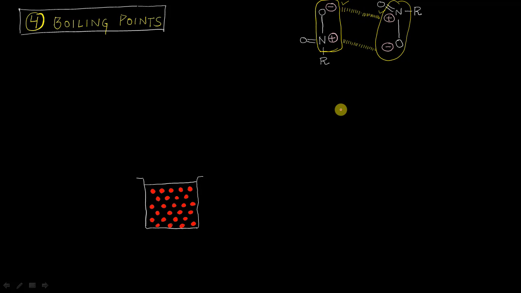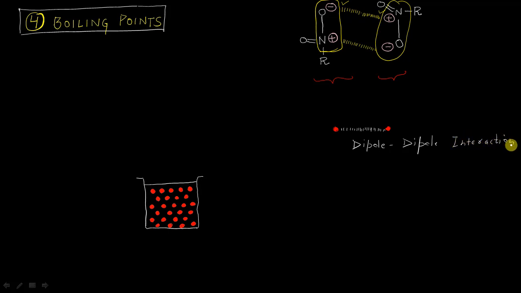So now, if I represent this first molecule here like this red dot, and the second one once again with this red dot, there is actually a very strong force of interaction between the two nitro molecules because they have high dipole moments. And this force is known as the dipole type of interaction.